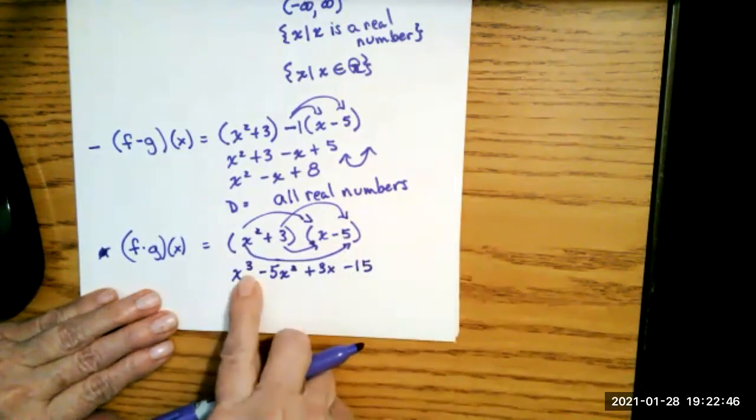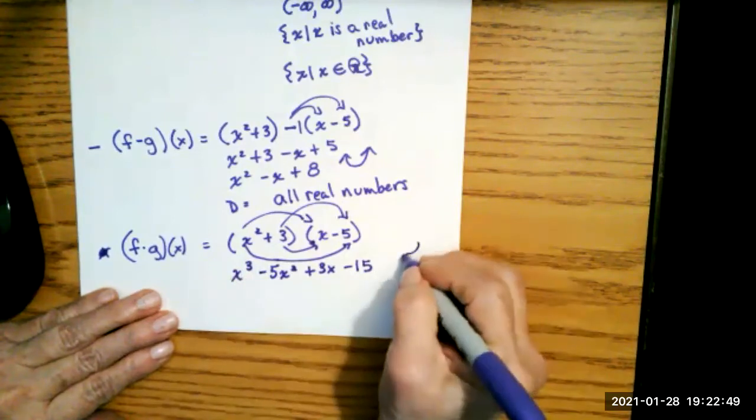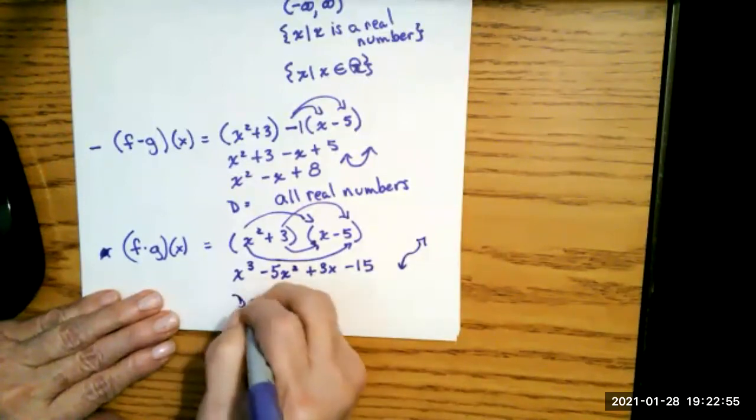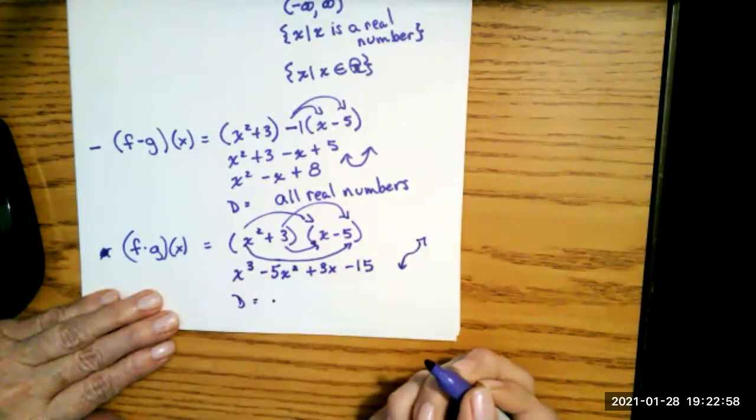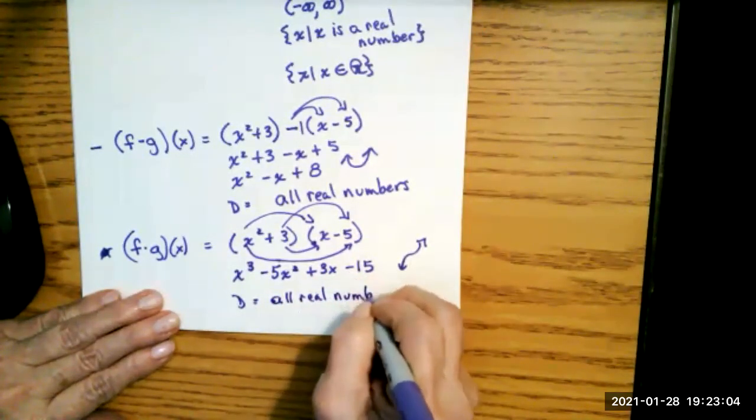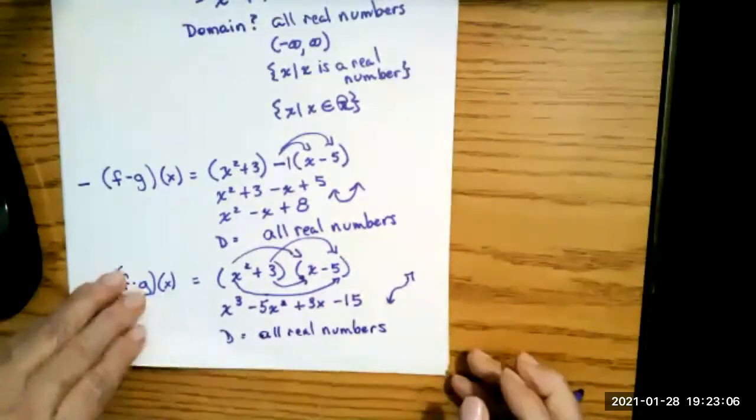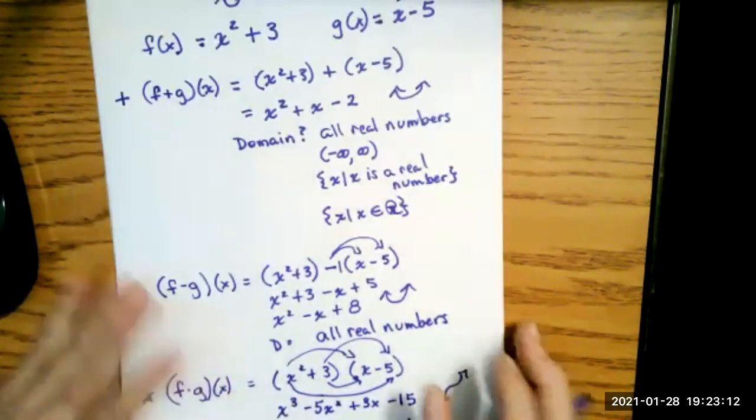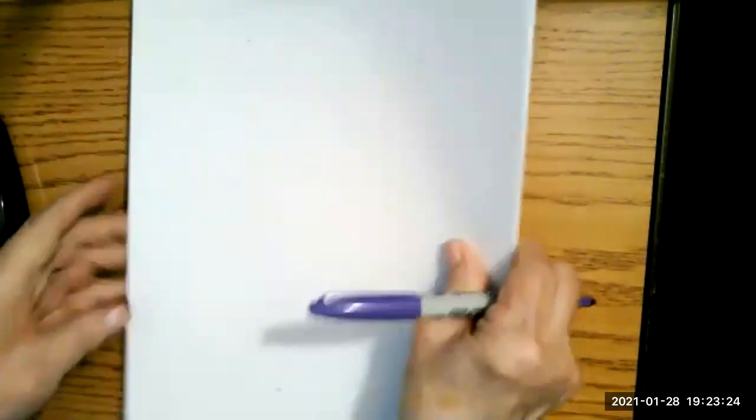Look at the leading exponent on this one. This is a cube. So this thing is a cubic function. What is the domain of a cubic function? All real numbers. So if in doubt on the test and you're not sure and it's asking for the domain, a good guess is all real numbers, because that's usually what it is. It's only not all real numbers when? When is it not all real numbers? When it's a rational function.